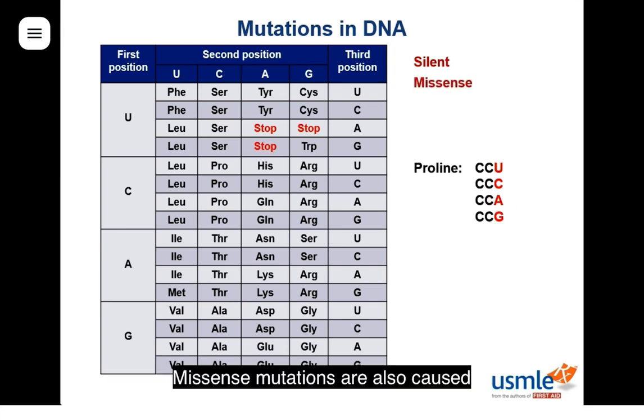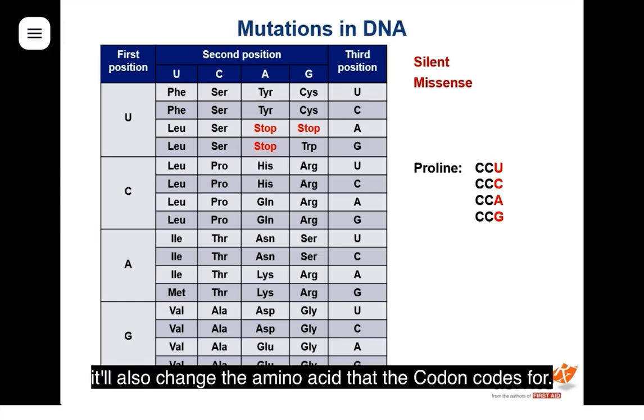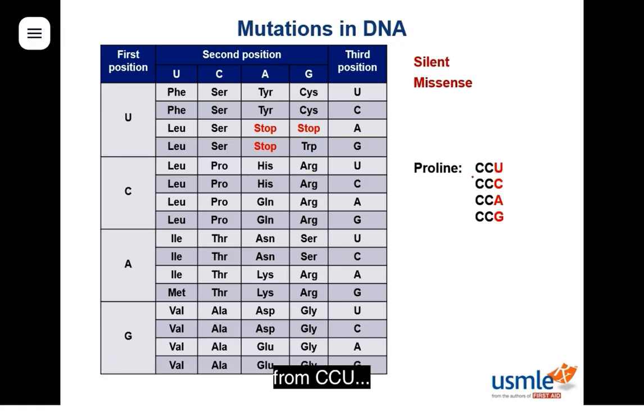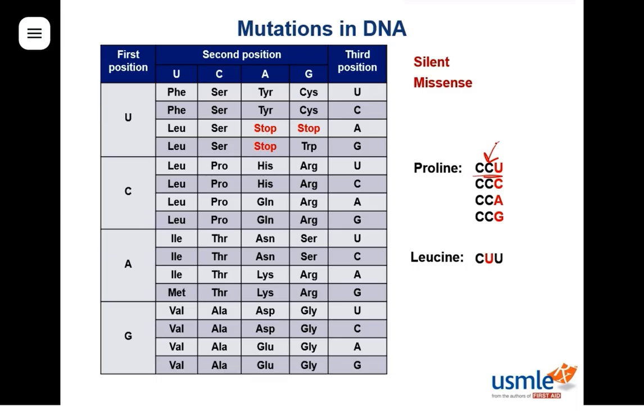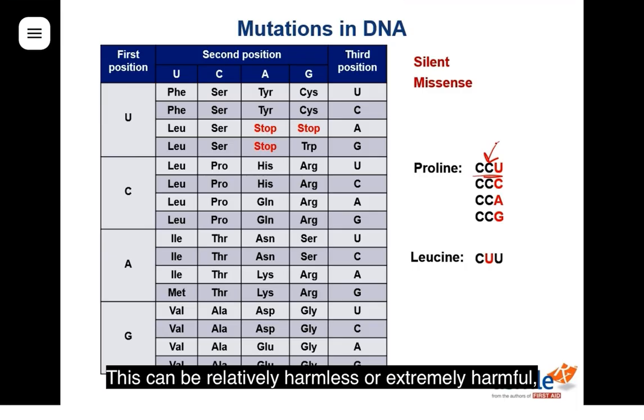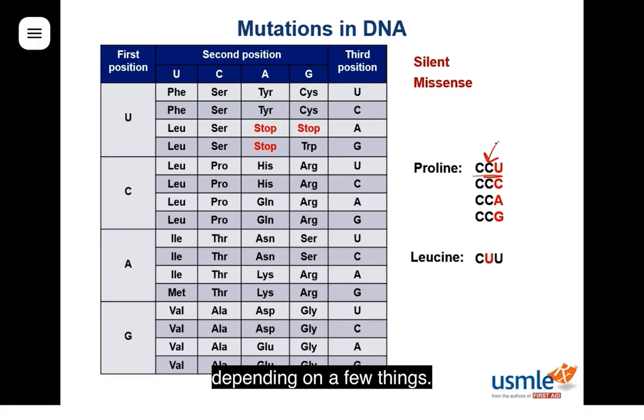Missense mutations are also caused by changing one nucleotide, but in this case, it'll also change the amino acid that the codon codes for. In this example, we're changing the second base from CCU to CUU. This would make an amino acid change from proline to leucine. This can be relatively harmless or extremely harmful, depending on a few things.